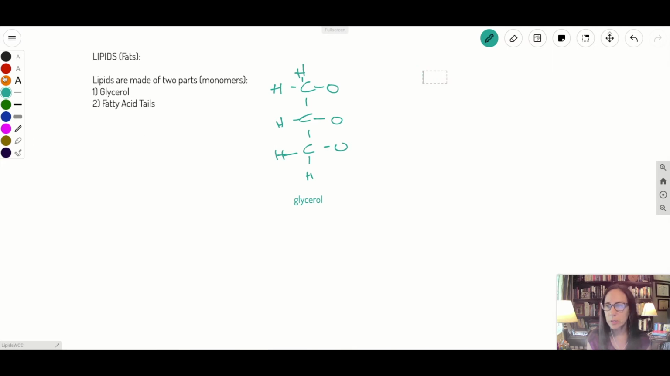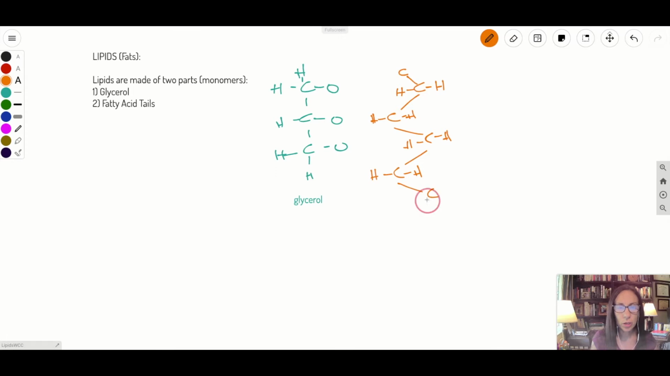I'm going to draw those orange. It is a carbon attached to another carbon, and this carbon is bound to two hydrogens, and this carbon is bound to another carbon that has two hydrogens. And this carbon is bound to another carbon with two hydrogens, and it goes on and on. It is a long chain of carbons that have two hydrogens on each one, so it's a long hydrocarbon chain. Each fatty acid tail has about 20 to 30 different carbons, and it goes on and on.